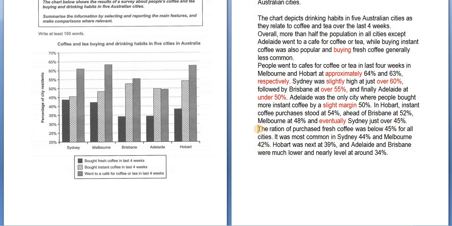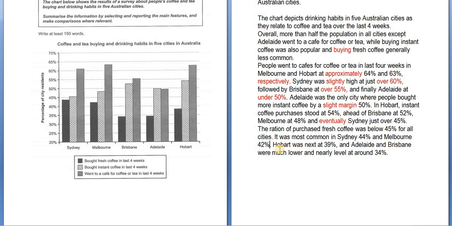Okay, then the ratio of purchased fresh coffee was below 45% for all cities. It is most common in Sydney 45% and Melbourne 42%. So try to relate this writing with your bar chart. So try to write all the information regarding this bar chart.